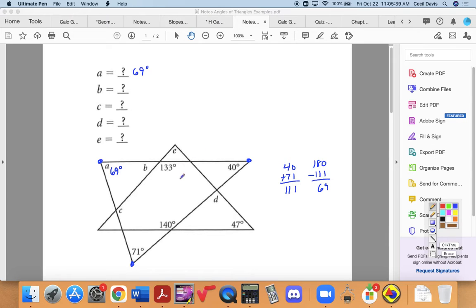Angle B is old stuff because it's a linear pair with the 133. So it's just 180 minus 133, which is what, 47 degrees? Yes.